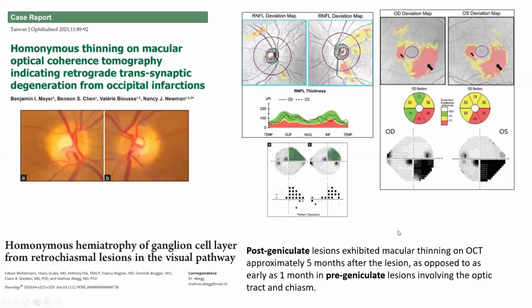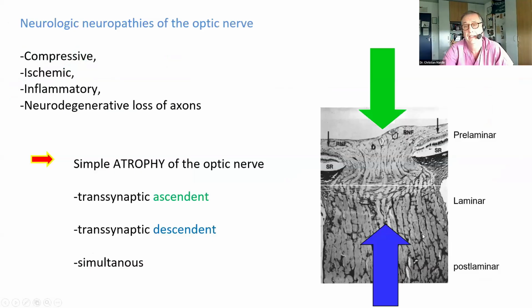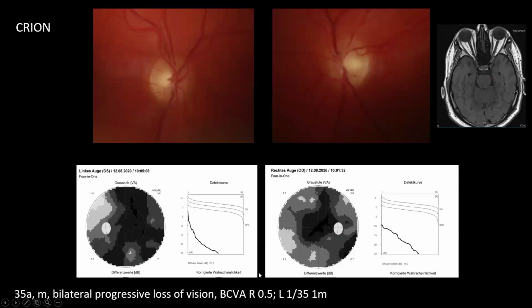We know the old rule that the pallor of the optic disc, the temporal pallor, is seen after 6 weeks. So when you look into neuropathies of the optic nerve, you have to think of compressive lesions, ischemic lesions, inflammatory and neurodegenerative loss of axons. So we distinguish between so-called ascendant and descendant atrophy. And the descendant atrophy takes a little bit more time than the ascendant atrophy to be seen on optic disc photographs or in our OCT examination.